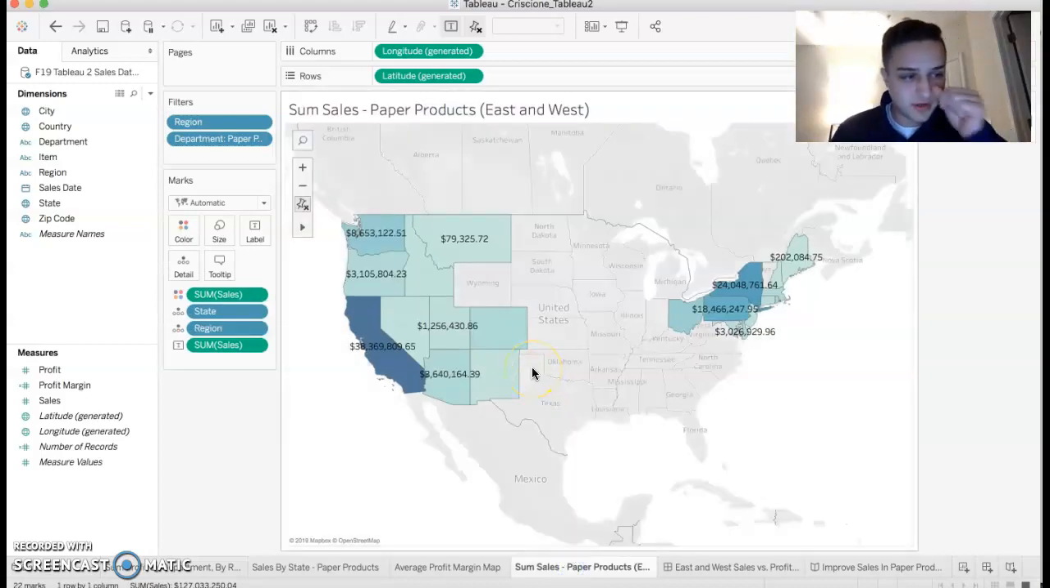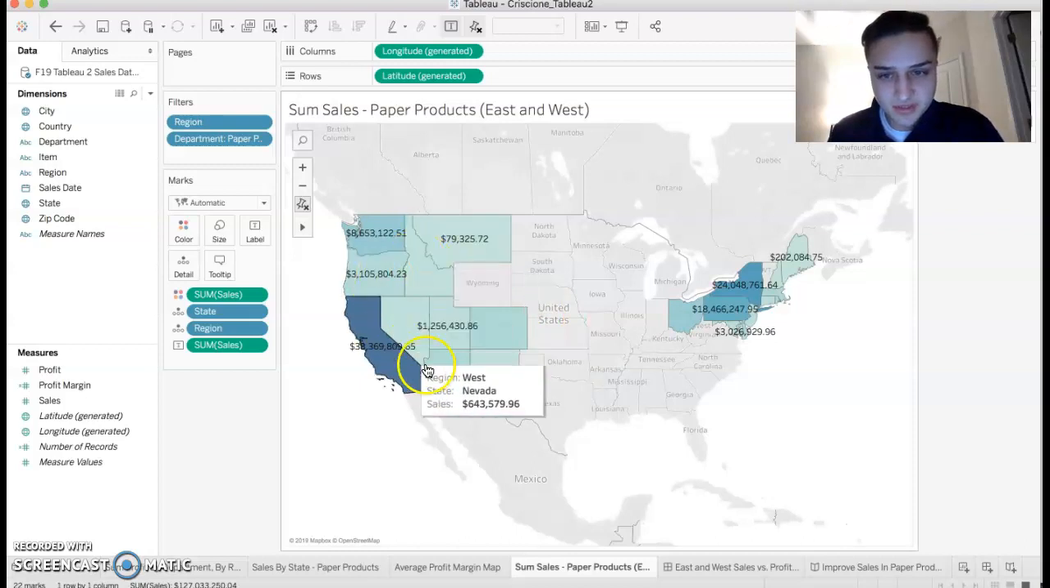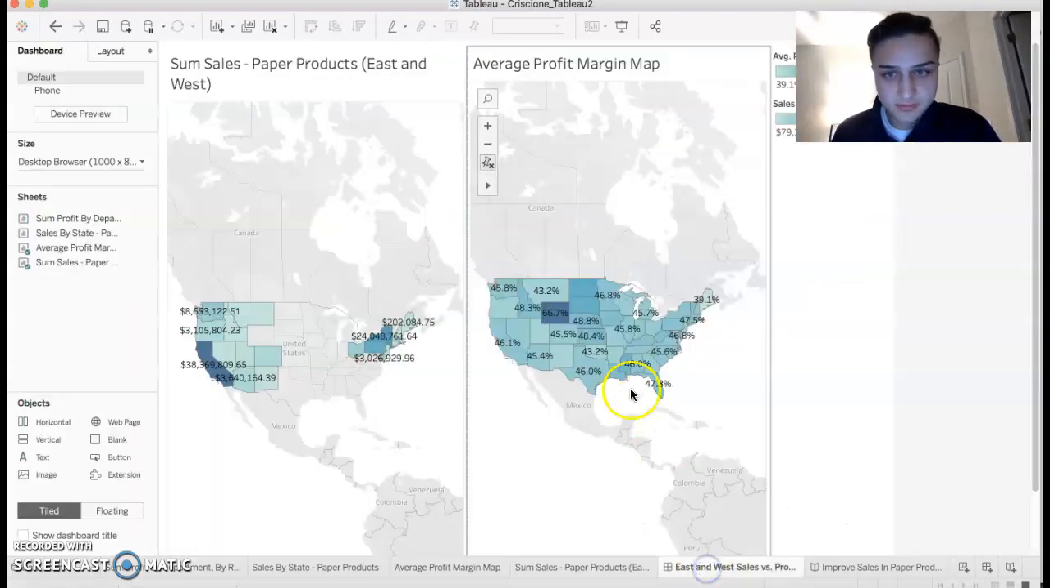So next I created a map that showed the total sales in only the East and West regions. Since those regions had the highest average profit margins, I wanted to look at the sales in those regions. In order to increase profits for the paper products department, it is important to focus on selling in regions that have the highest profit margin in order to be the most efficient. This worksheet showed me the sales in these two regions, as you can see, that are highlighted.